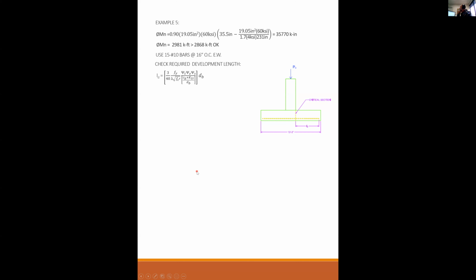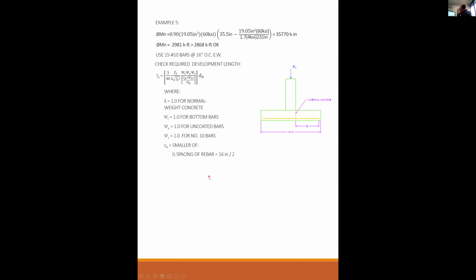Remember this equation from a few lectures ago? So I can put in my parameters. This is normal weight concrete, so lambda is 1 for normal weight. Psi sub t is 1. These are not top bars, they're bottom bars, so psi sub t is 1. Psi sub e is 1. These are not epoxy coated or galvanized bars. Psi sub s is equal to 1 because these are number 10 bars.